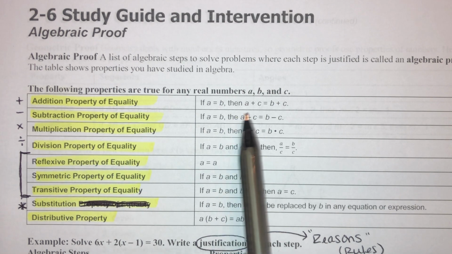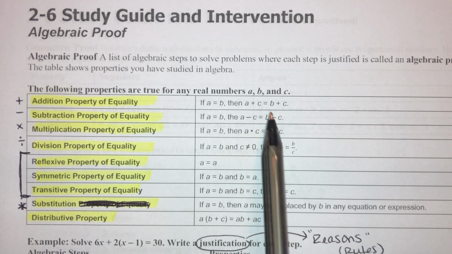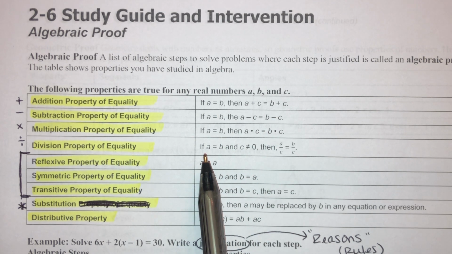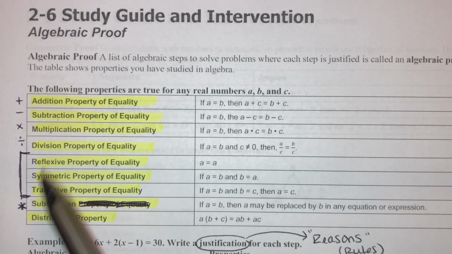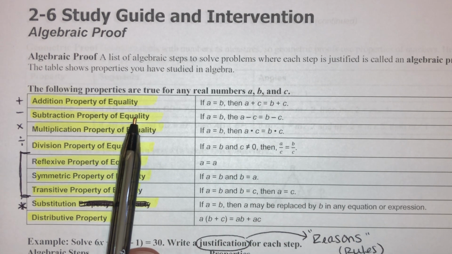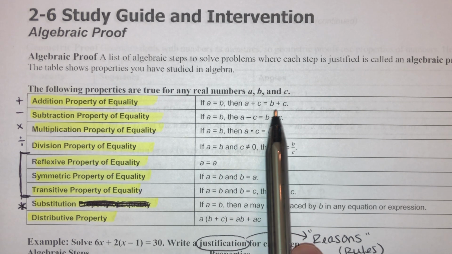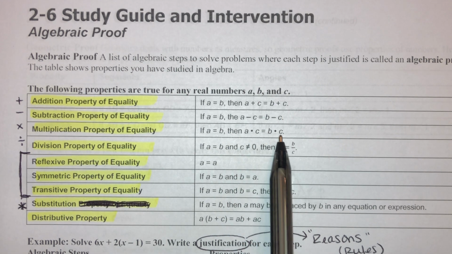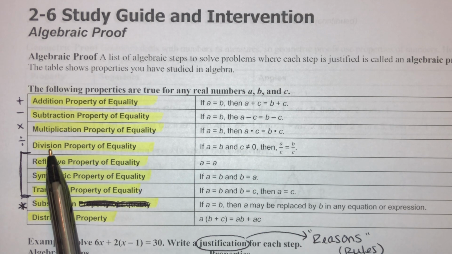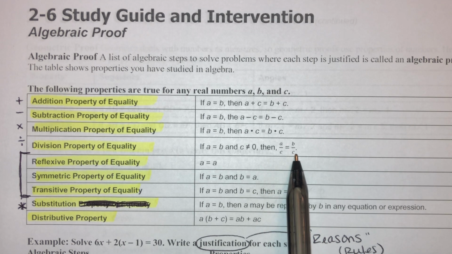So the addition property of equality is whenever we add something to one side of an equal sign, we have to add the same exact thing to the other side to keep the two sides equal. All of these are properties of equality. Whenever you do something to one side of an equal sign, you have to do the same thing to the other side to keep them equal. So we also have the subtraction property of equality. If I subtract a number from one side of my equal sign, I have to subtract the same thing from the other side. Multiplication, if I multiply one side of my equal sign, I have to multiply the other side. And division, same thing. Whatever I divide one side by, I have to divide the other side of the equal sign by that as well.